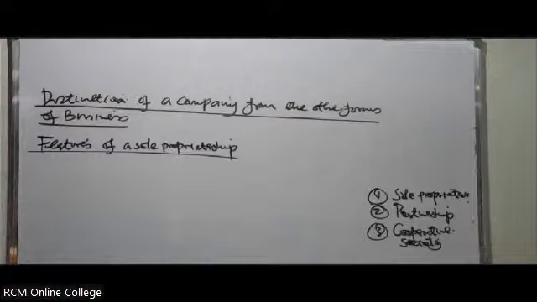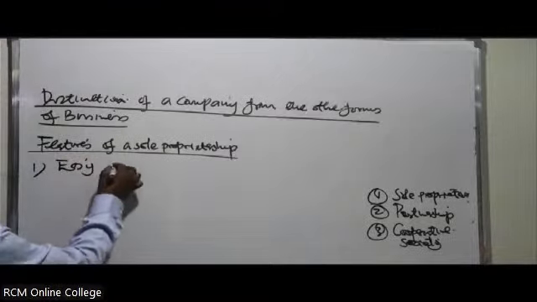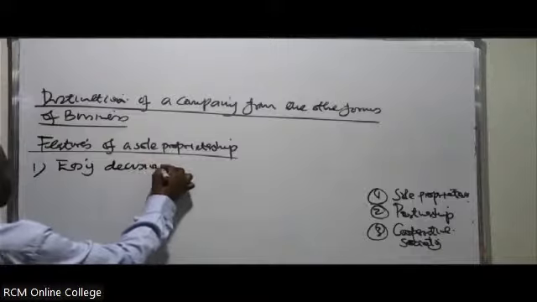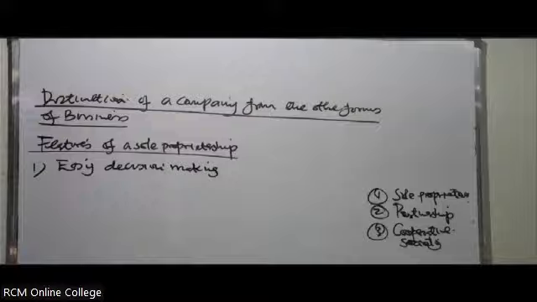Easy decision making. Mary Ann has just given us one. Very brilliant. Easy decision making is one of the key features. Which is the other one that you can mention?